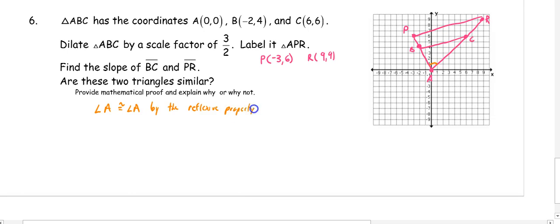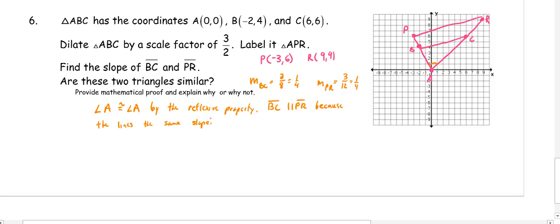Then to get one of our other angles, we need to find parallel lines first. So I'm going to find the slope of BC. So BC, we went up 2 and over 8, so that slope would be 1/4. PR, we went up 3 and over 12. So that's also 1/4. So because they have the same slope, that means the lines are parallel. So we can say BC is parallel to PR because the lines have the same slope.